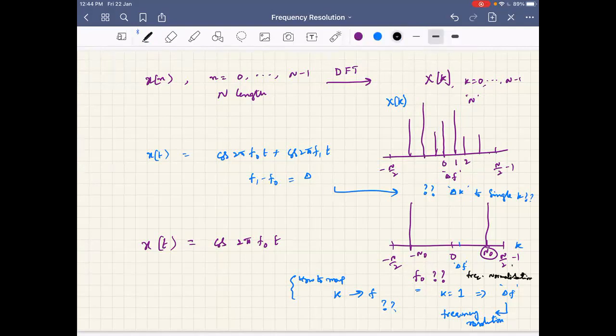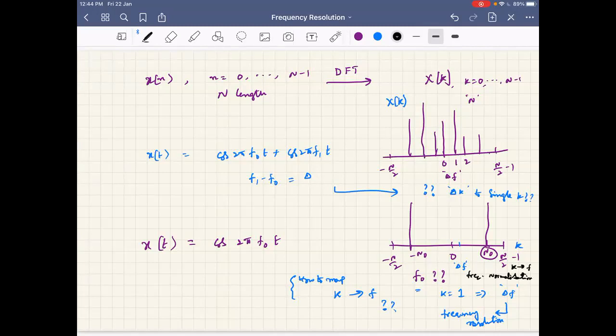Okay, this is changing k to f, so that we can easily see which frequency content is present in the original analog signal, given the information of sampling time, sampling period, sampling rate, and so on. This is the exercise that we will now be discussing, the mapping that we are interested in. This is the information of frequency resolution that we would like to find out.